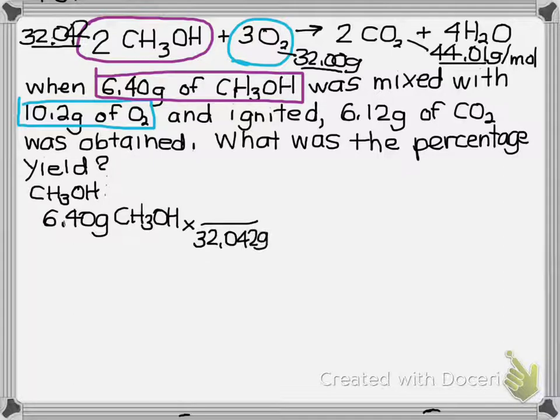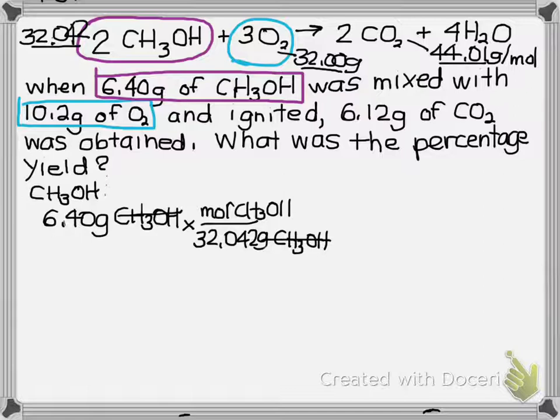32.042 grams CH3OH per mole. And I'm just writing the CH3OH on both of them. I tend to do that on these problems because we're dealing with two different things and I want to be sure I'm canceling out the correct thing.